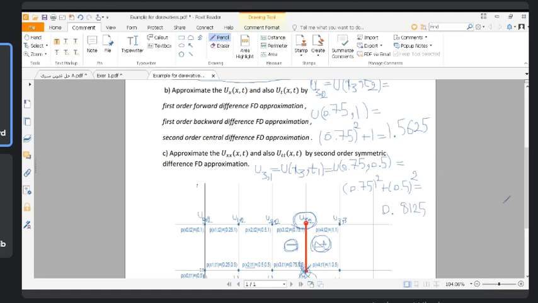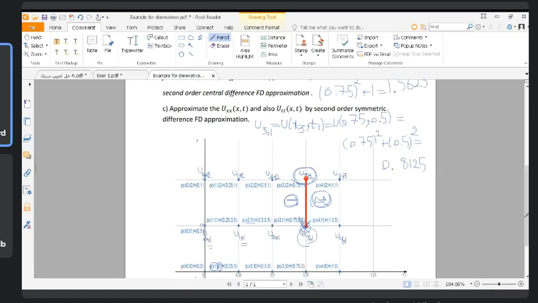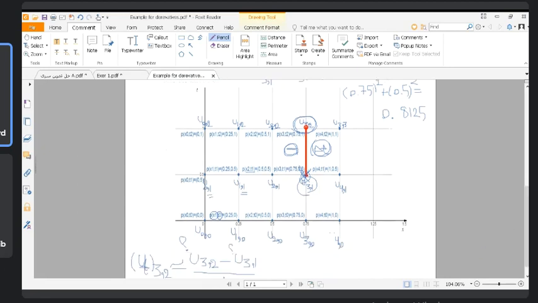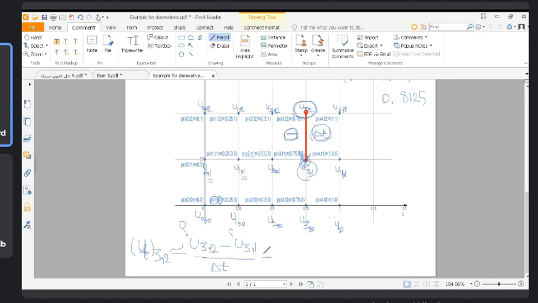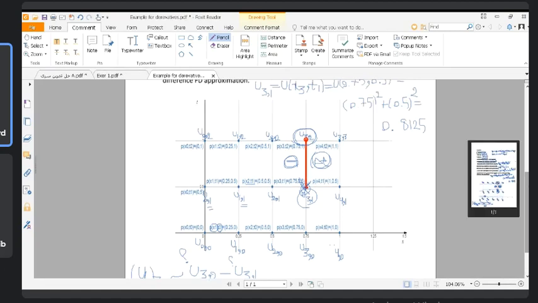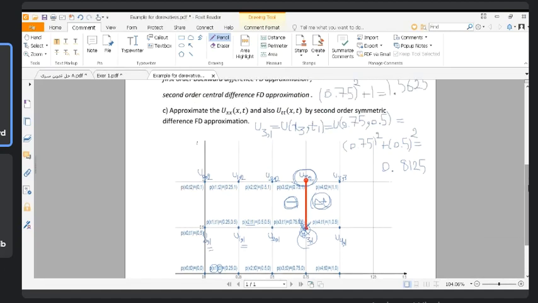0.8125. And finally, we should replace these values in our formula, and we have U32. What about U32? I forget it.